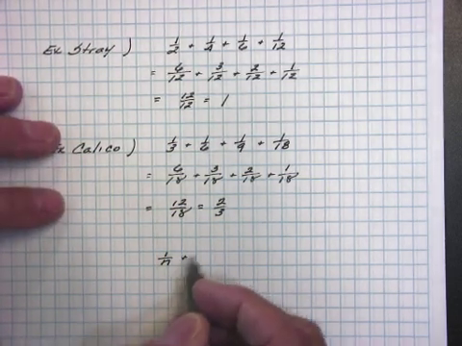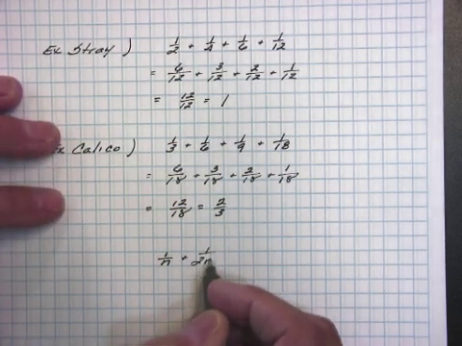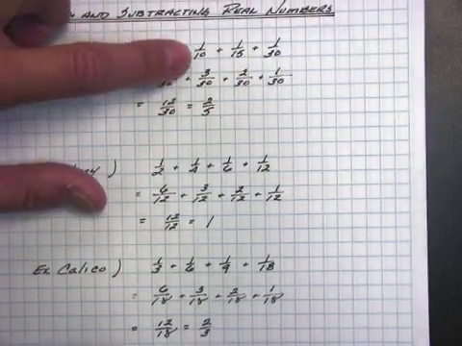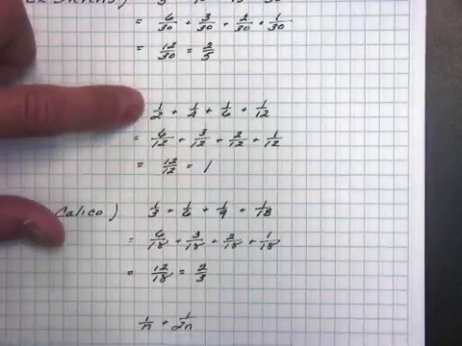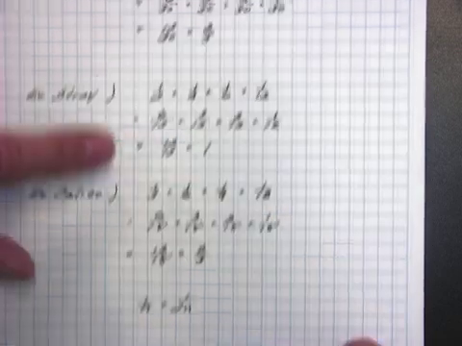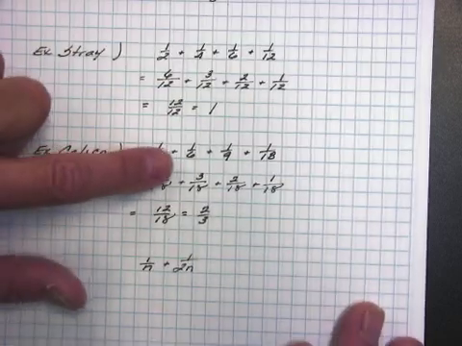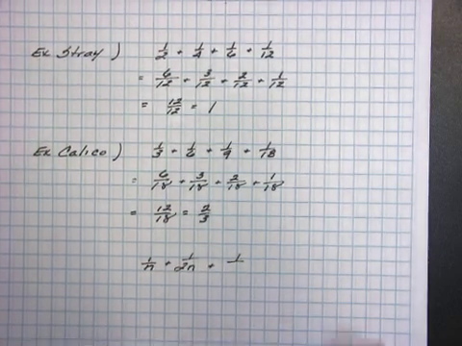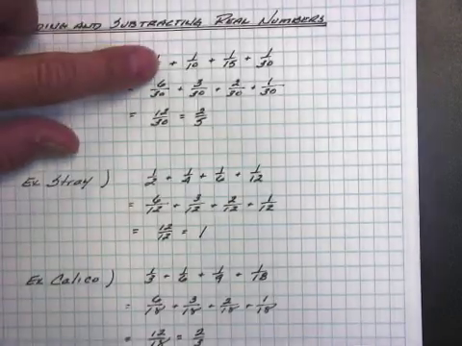In this case, n would be 2. In this case, n would be 3. So 1 over n. To that, we are always adding 1 over 2n. So let's take a look. If n is 5, 2 times n is 10. If n is 2, 2 times 2 is 4. If n is 3, 2 times 3 is 6.